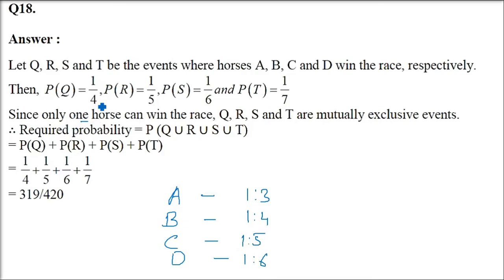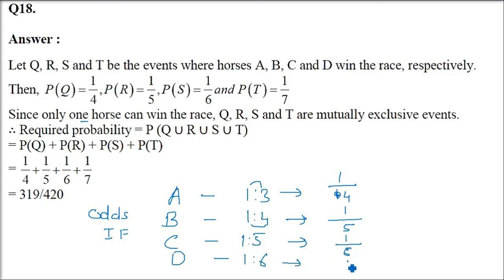Now these are the odds in favor, so we have to find out the probability. And since only one of them has to win, we are taking union. So if you remember, in theory, we put 1 and then add 1 and 3 and put it in the denominator. Here also 1 divided by 1 plus 4 is 5. Here also 1 divided by 5 plus 1 is 6. Here also 1 divided by 6 plus 1 is 7. So these are the probabilities.